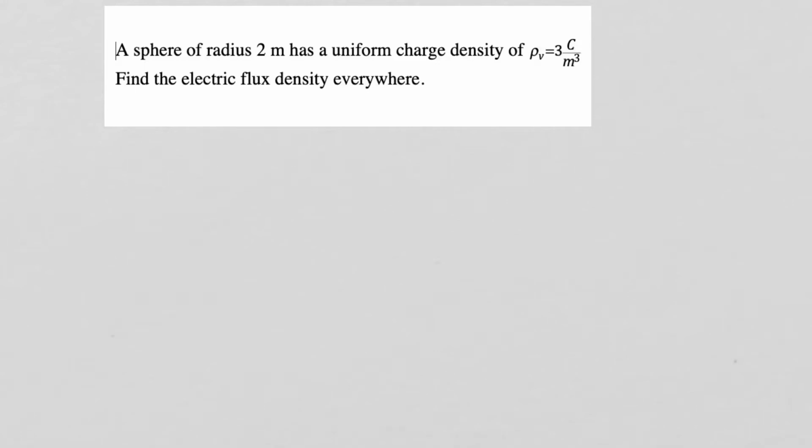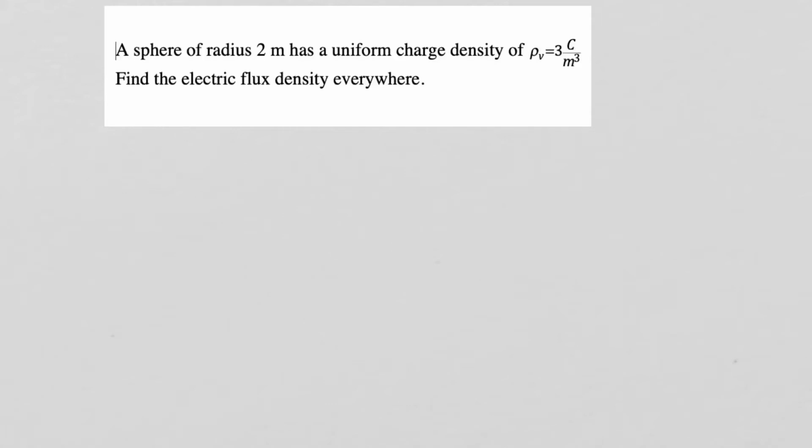We have a sphere of radius 2 meters that has a uniform charge density of 3 coulombs per cubic meter, and we want to find the electric flux density field everywhere. This charge distribution has a great deal of symmetry, spherical symmetry, so we can apply Gauss's law to quickly find the electric flux density field everywhere.